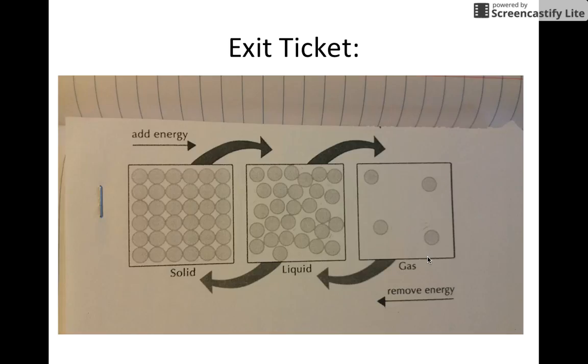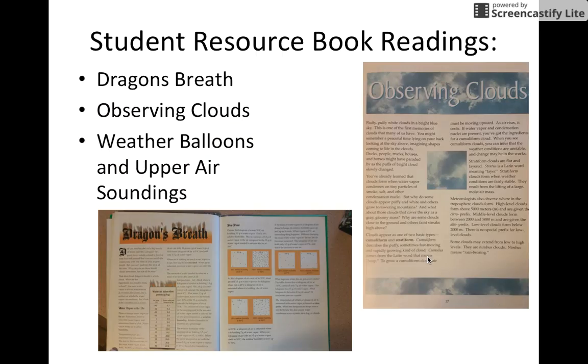I also create exit tickets such as this one and ask the kids to write or draw in whether heat is being added or removed. This was just my example. That's why it's already finished. And finally, there are 3 readings that are affiliated with this unit: observing clouds, dragon's breath, and weather balloons.